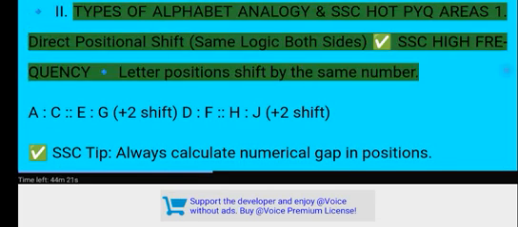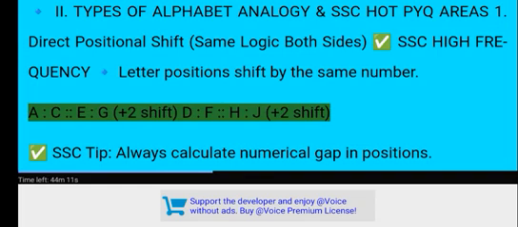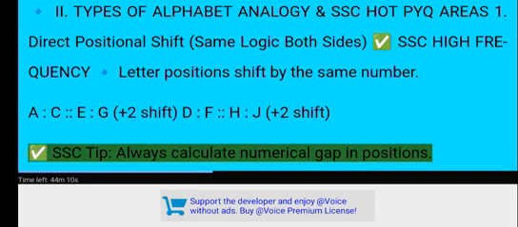Types of alphabet analogy and SSC hot PYQ areas. 1. Direct positional shift, same logic both sides. SSC high frequency: letter positions shift by the same number. A, C, E, G plus 2 shift: D, F, H, J plus 2 shift. SSC tip: always calculate the numerical gap in positions.